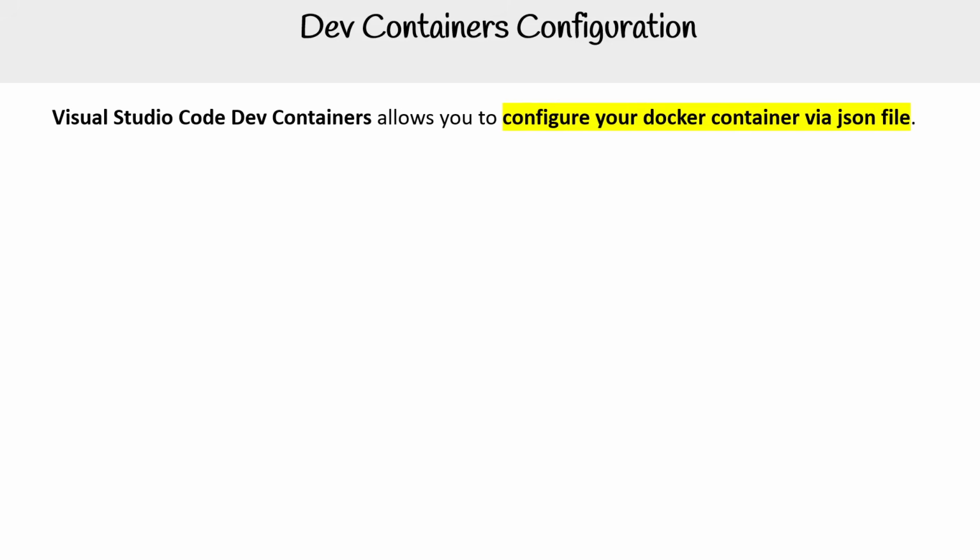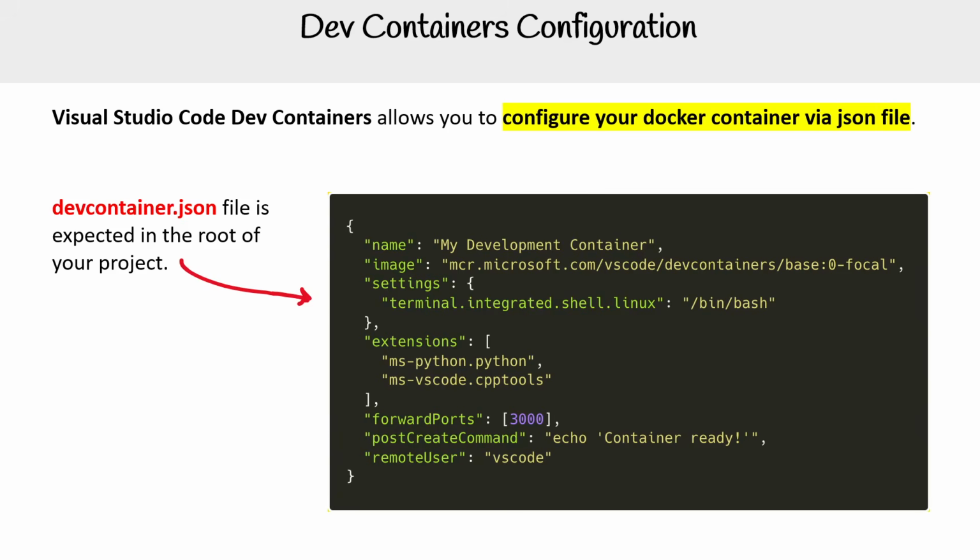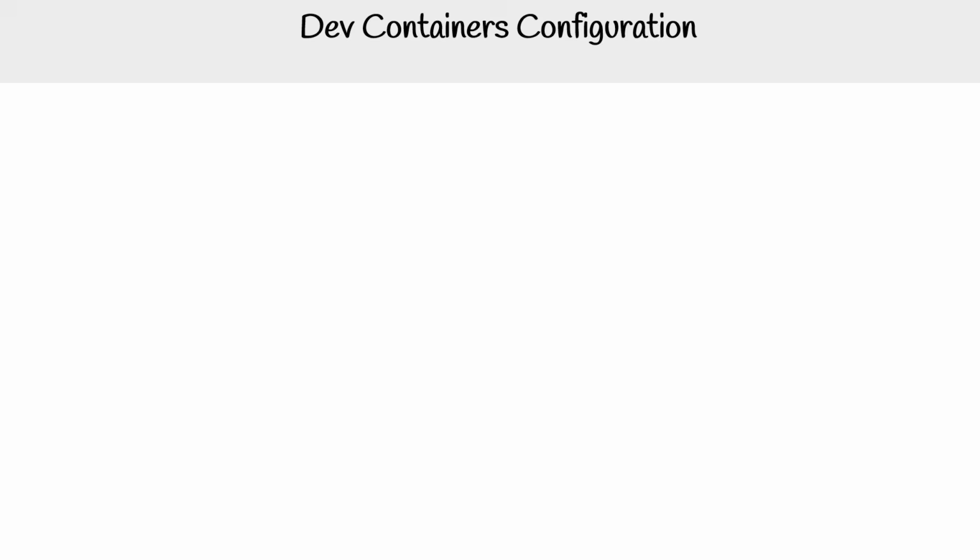So Visual Studio Code Dev Containers allows you to configure your Docker containers via JSON file. So you can use this in Codespaces. You can use this with VS Code in general. So the dev container JSON file is expected in the root of your project, and there's an example of a very simple one. Let's go look at some common configurations so you can quickly understand how this file works.